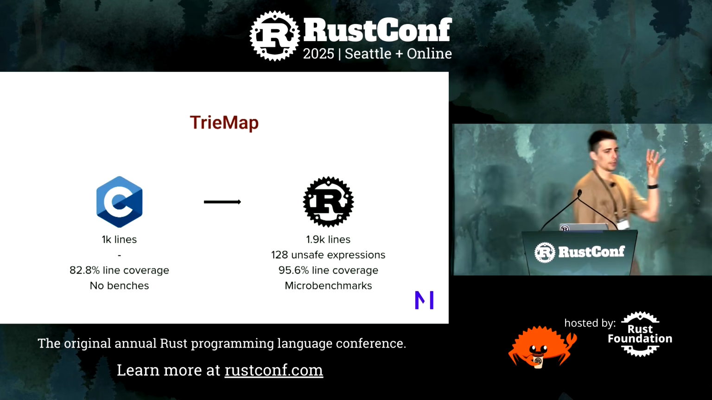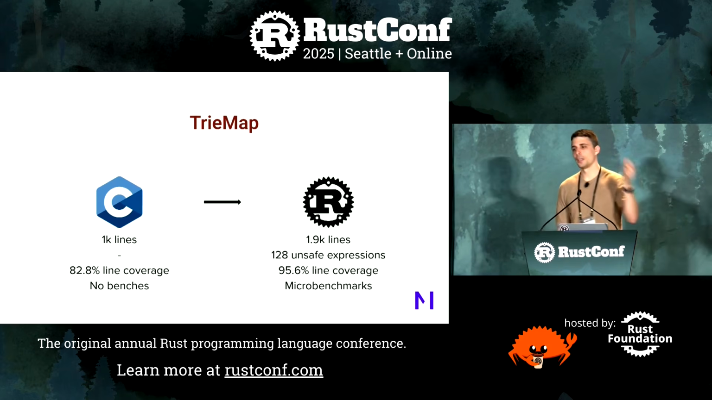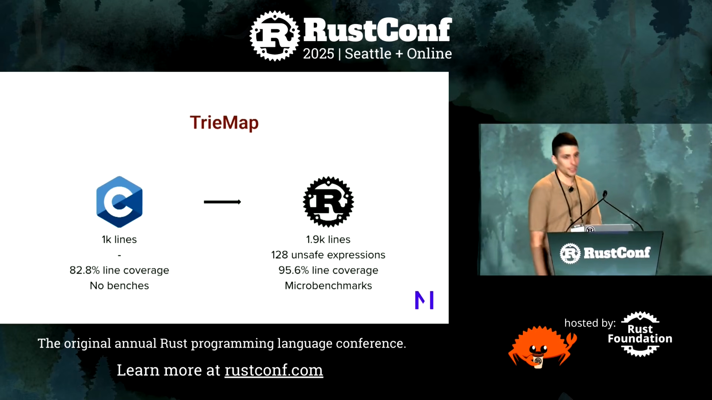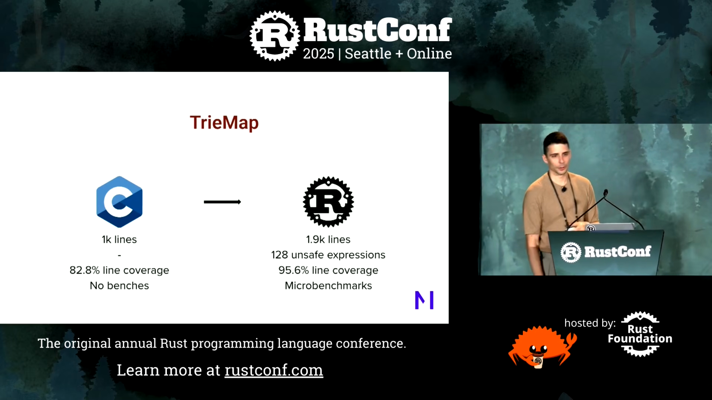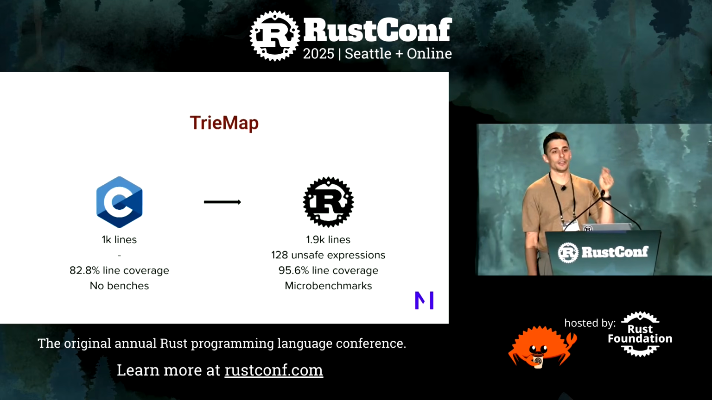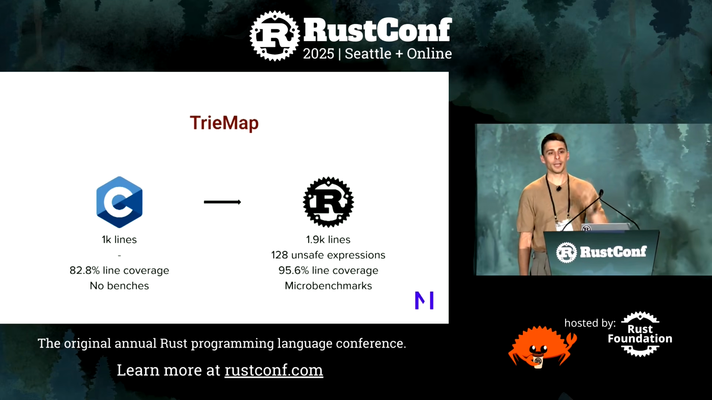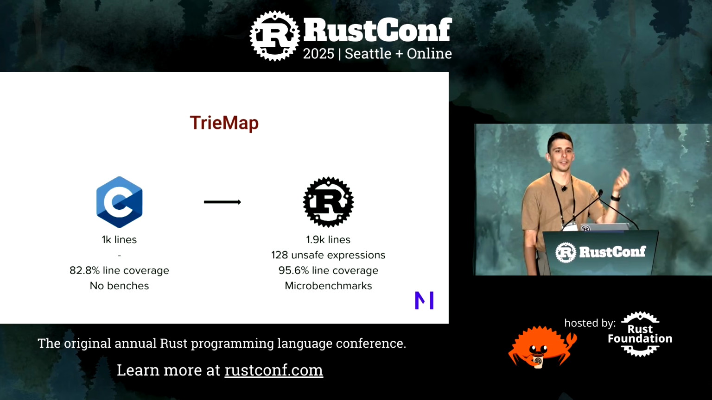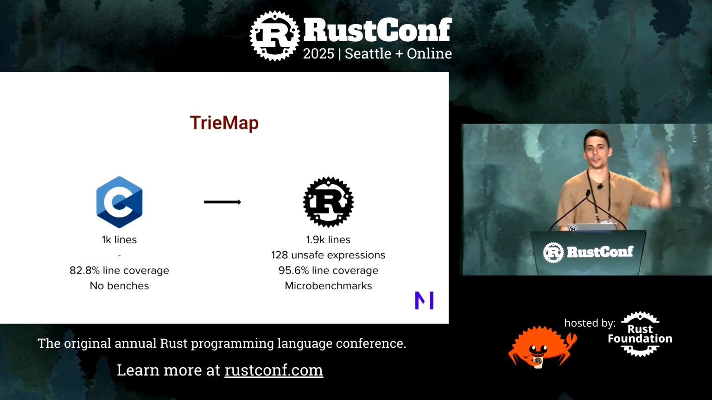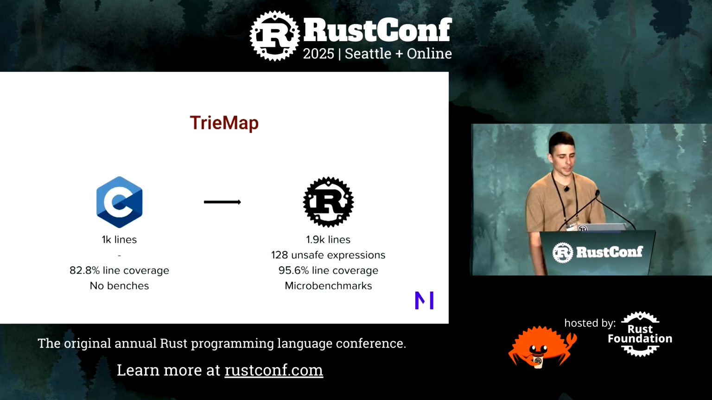So we had a C module, a C TrieMap implementation, 1,000 lines, 80-something% coverage, and no micro benchmarks. We rewrote that as Rust. It is more verbose, so it's almost 2,000 lines. But we have reduced by an order of magnitude the amount of code that needs to be inspected to determine if there is or there isn't any kind of memory safety bugs. So we've gone from 1,000 lines of potentially unsafe code down to 100 lines of unsafe code.